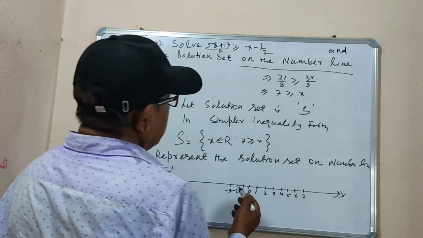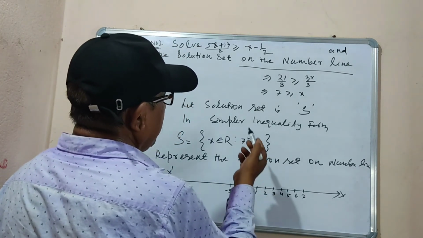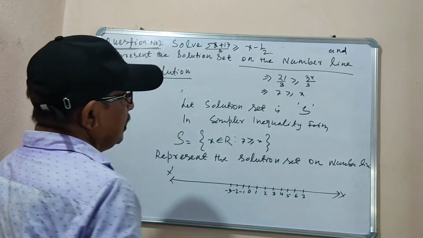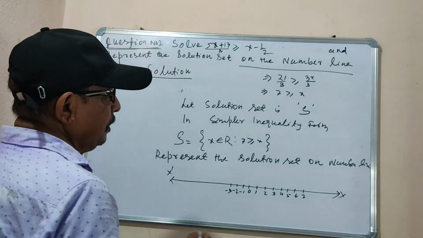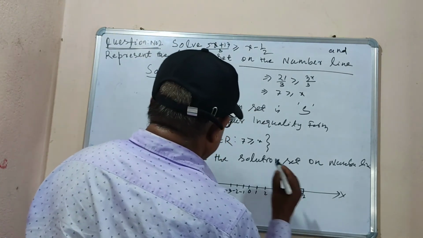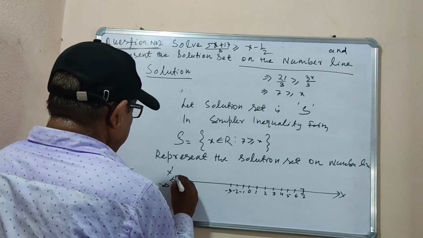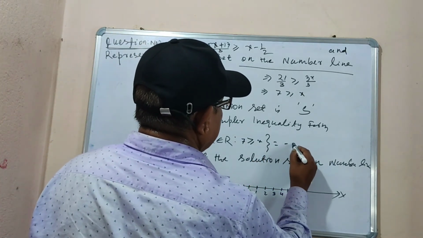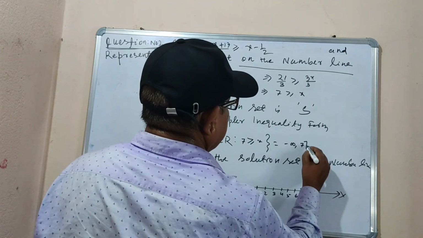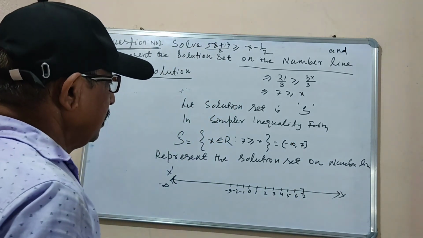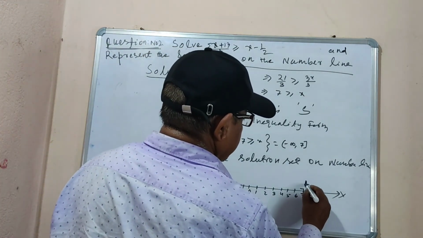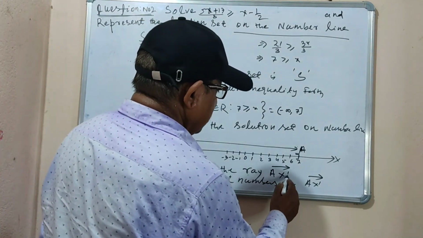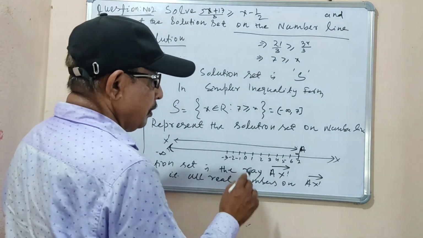7 is greater than or equal to x, that is, the values of x less than or equal to 7 satisfy the inequality. This is minus infinity. This is an open interval. We may write it like this, minus infinity to 7. If you mark it as A, this point is A, the solution set is the ray A x dash, that is, all real numbers on A x dash.